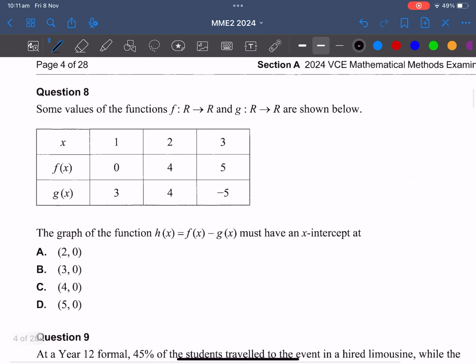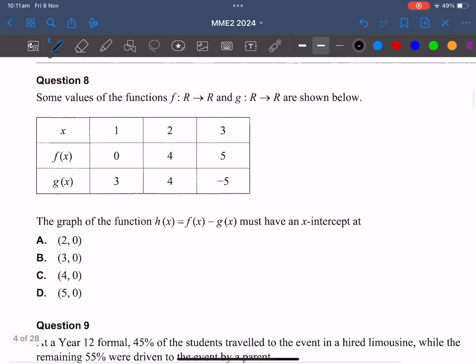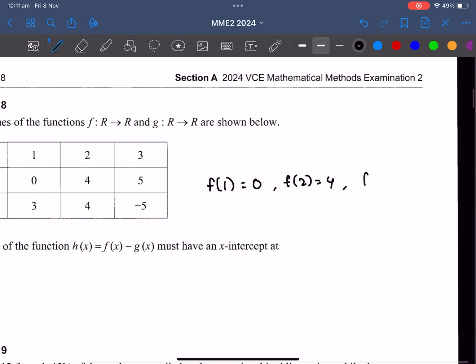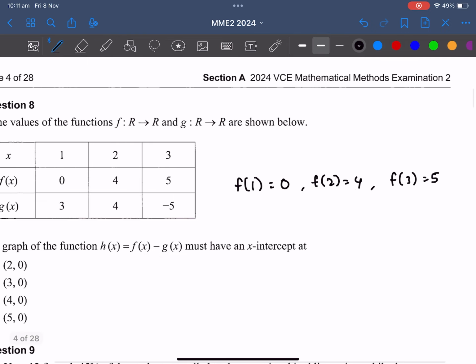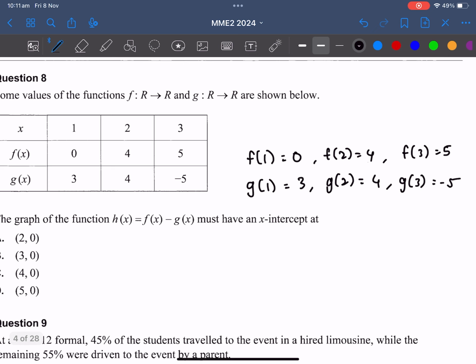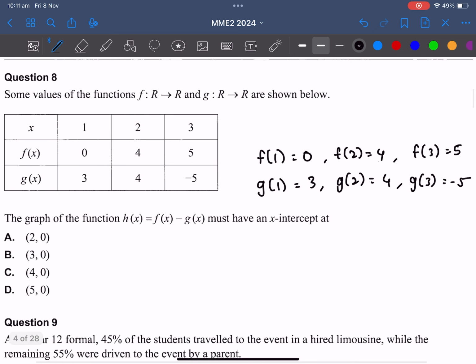Okay, question number 8. Some values of functions f and g are shown below. The graph of h of x must have an x-intercept at... So we have f of 1 is equal to 0, f of 2 is equal to 4, and f of 3 is equal to 5. Same with g, so we have g of 1 equal to 3, g of 2 is equal to 4, g of 3 is equal to minus 5. Our h of x is f minus g, and that must have an x-intercept.